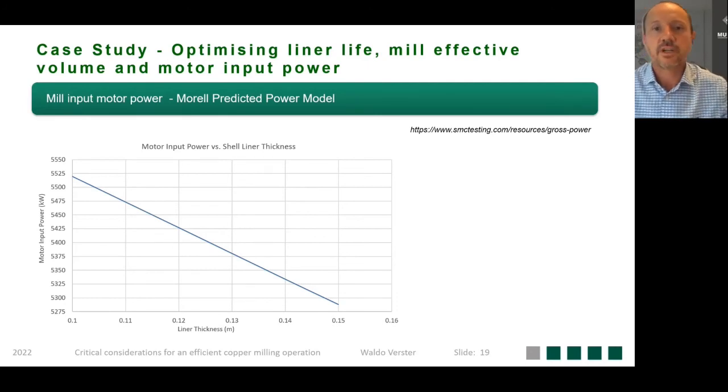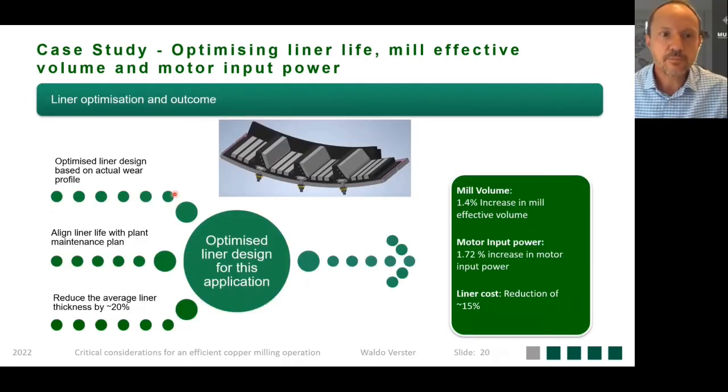So what did we do and what did we achieve? We optimized the liner design based on actual wear profiles. And this insert here shows the optimized design where we've incorporated Hardox 500 strips in the high wear areas, a significant reduction of up to 20% on the liner thickness in this specific area. And we've also aligned the liner life with the plant maintenance plan. What did we achieve? A 1.4% increase in mill effective volume.